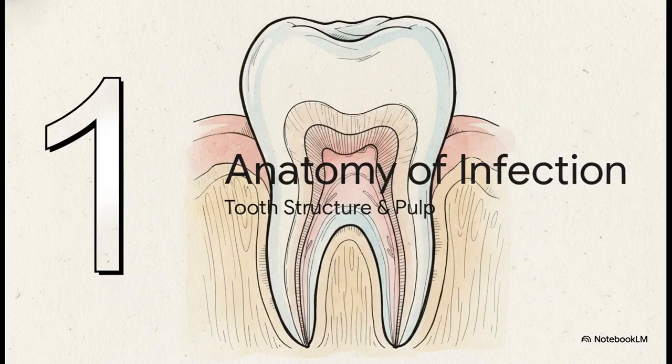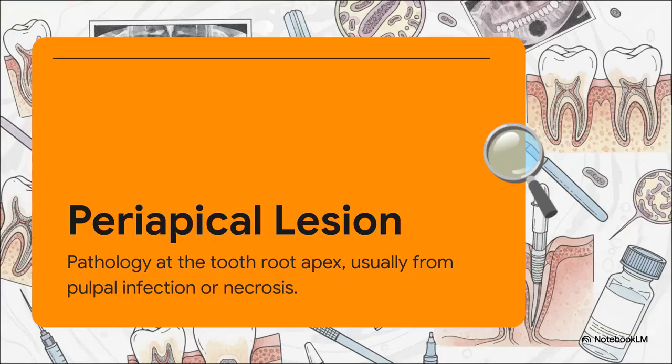All right, part 1, anatomy of an infection. To really get this pathology, we have to remember that a tooth isn't just some solid block of rock, right? It's a living organ. Deep inside that hard enamel and dentin is a soft pulp chamber filled with connective tissue. Now look at that definition. It specifically focuses on the apex. Nerves and blood vessels enter and leave the tooth right at the very tip of the root, which is the apex. So if an infection takes hold inside that pulp, it's basically trapped in a rigid box.